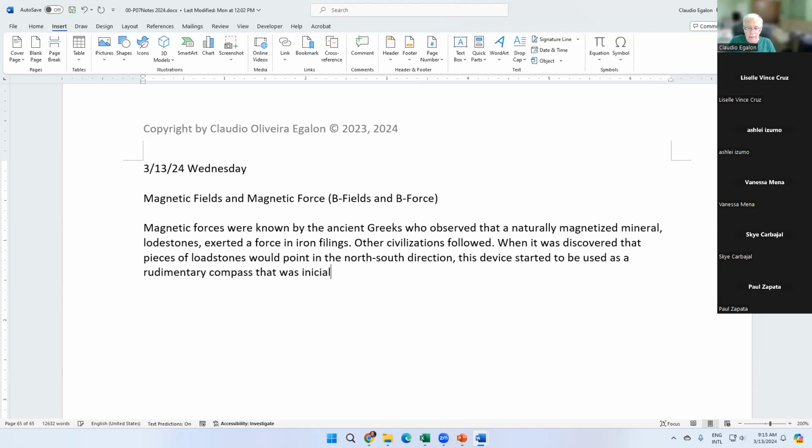That was initially used for divination purposes, and later on for navigation purposes. Remember, if it weren't for the compass, the Portuguese wouldn't be able to venture out in the high seas. Weren't for the compass, the Europeans wouldn't have discovered the Americas. Navigation compass purpose.